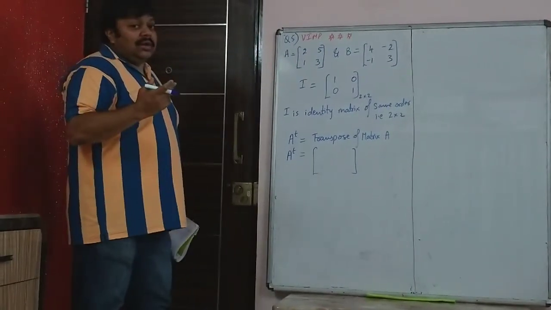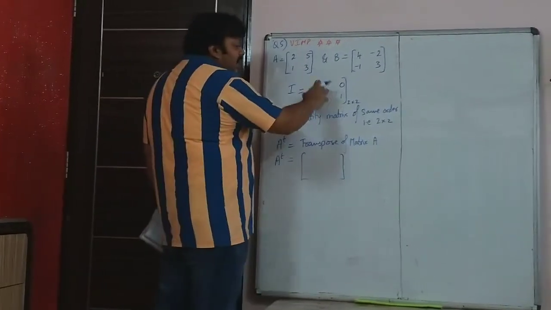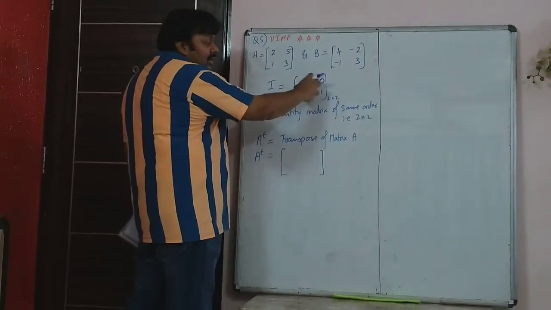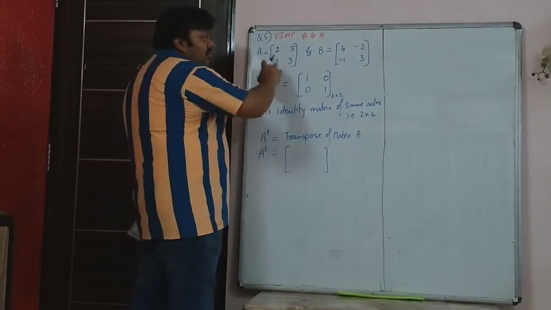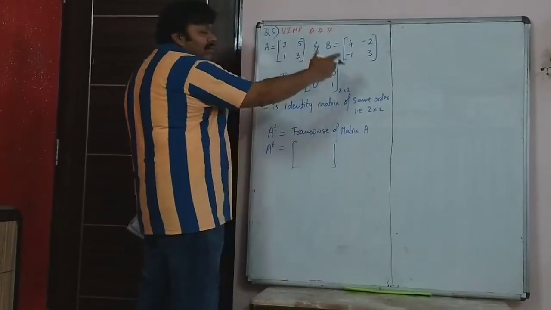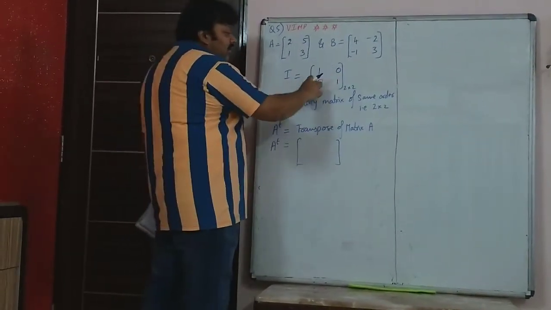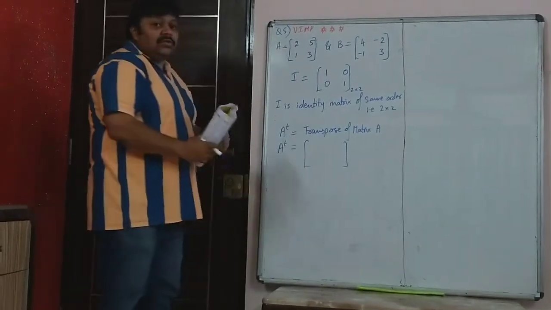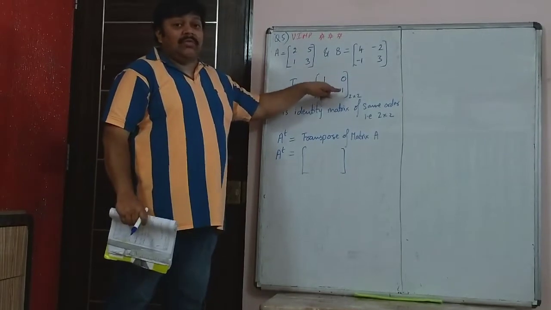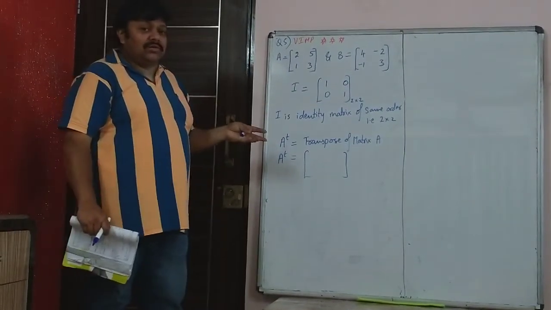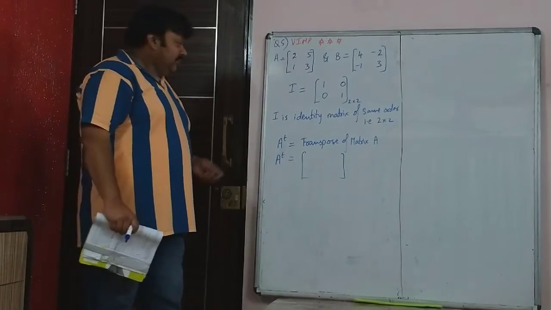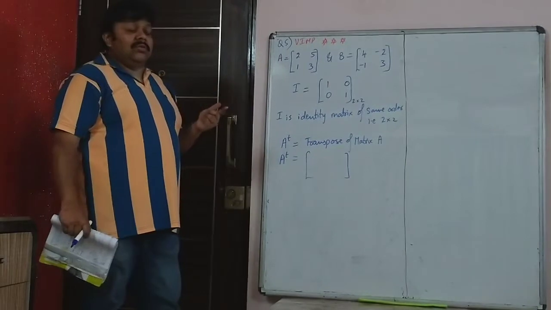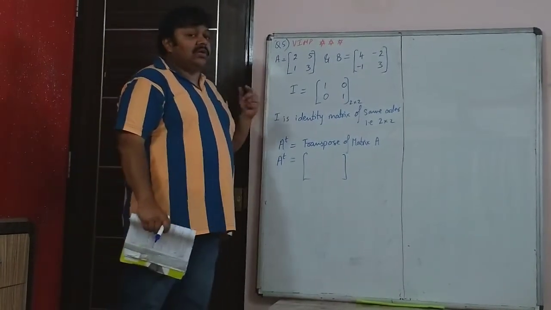Now you learned what is an identity matrix. It's a diagonal matrix in which all the elements of the leading diagonal are 1 and all the other elements are 0. So since it is the same order 2 into 2 like matrix A and B, it is 1, 0, 0, 1. So this is the identity matrix of order 2 into 2. Please remember this. This is very important. It has been asked in 3-4 board questions in the past 10-12 years. So I is the identity matrix of the same order 2 into 2. Go back to the previous video and see what an identity matrix is.